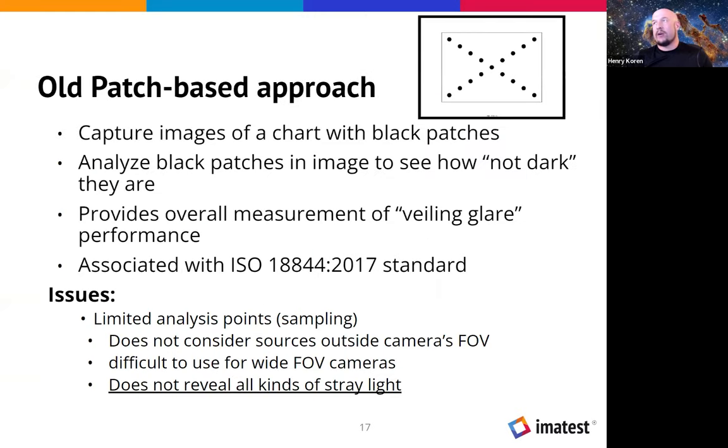There's an old approach for measuring stray light, which is to capture images of a chart that has black or very dark patches on it. Those could be light traps, or they could be opaque patches on a light box. Then you analyze those patches to see how not dark they are. This is more of a measure of veiling glare. It's kind of a worst case scenario, with light coming in from every angle, but I don't think it's really that representative of a natural scene.